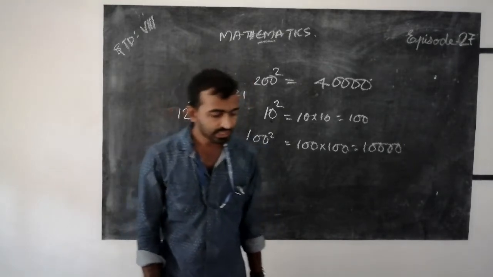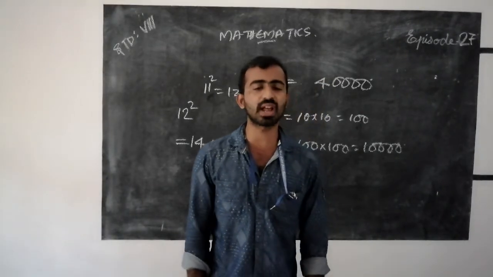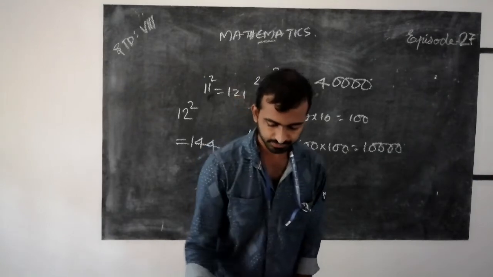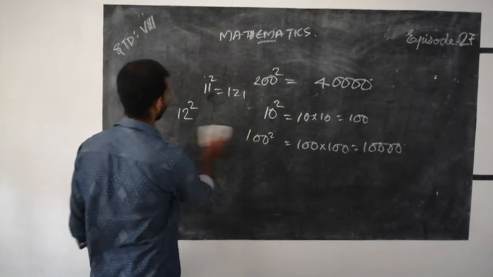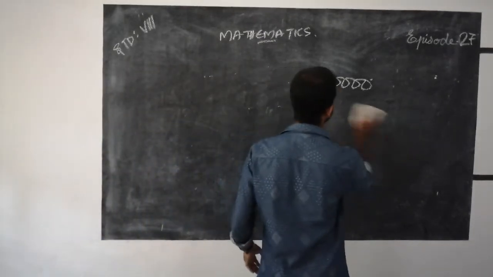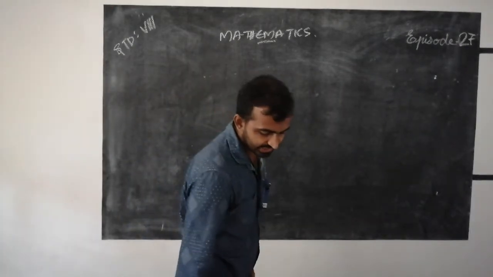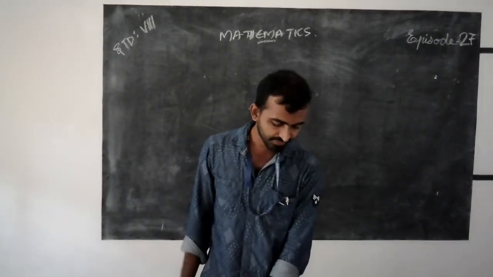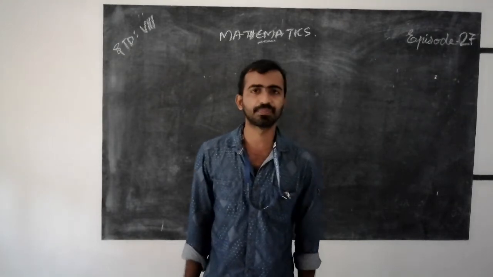And next is our Try This. We are going to discuss our Try This, page number 92. The first question is: the square of which of the following numbers would be an odd number or an even number? Why?